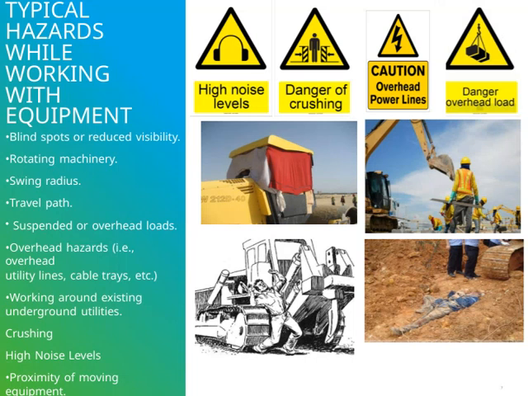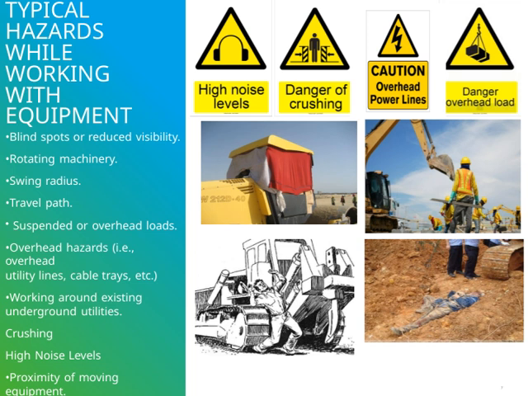Now, let's talk about some of the typical hazards you might encounter when working with equipment. One major concern is blind spots or reduced visibility. This can happen around rotating machinery or when you're working near the swing radius of equipment. It's crucial to be aware of the travel path to avoid accidents.